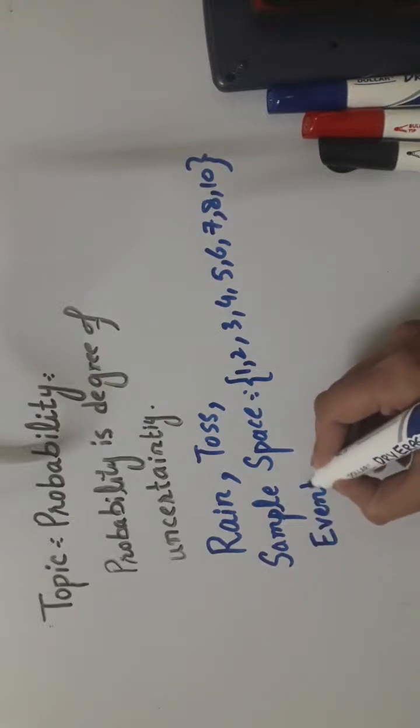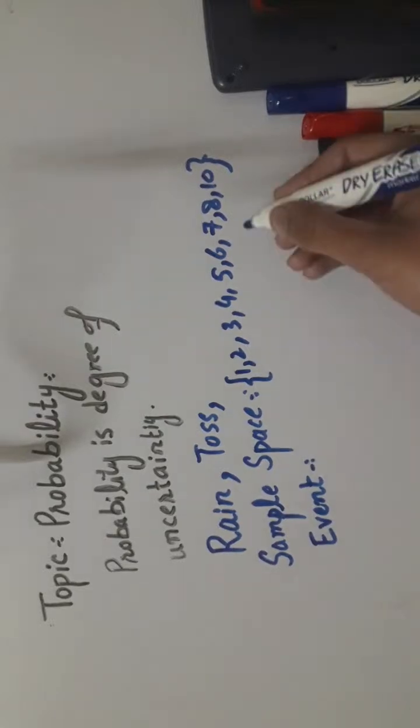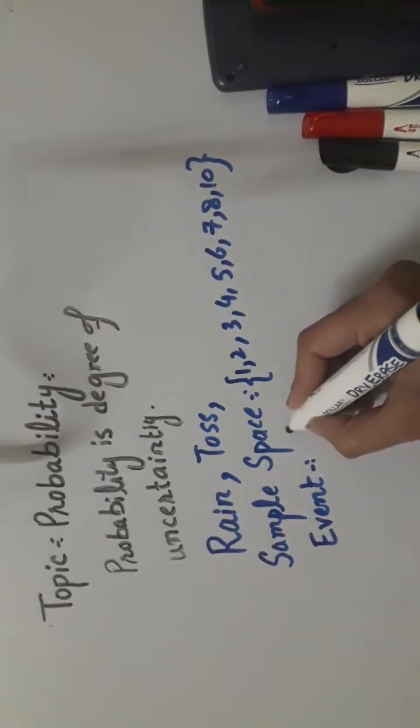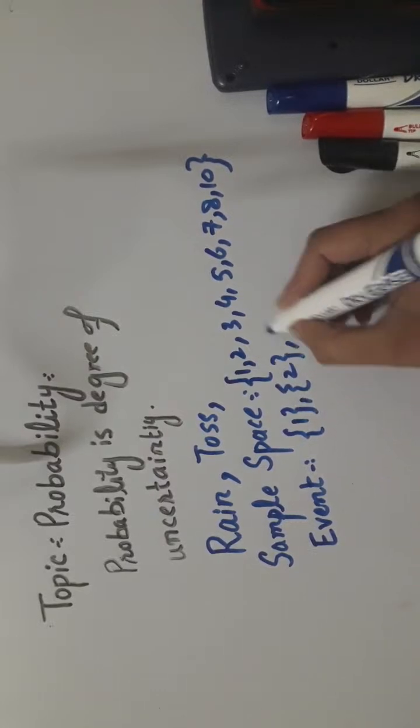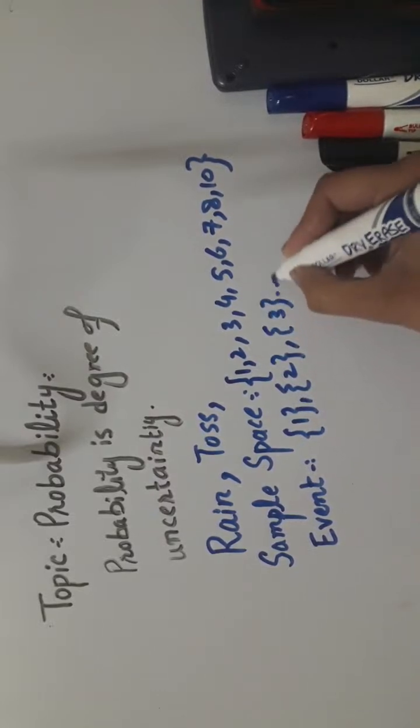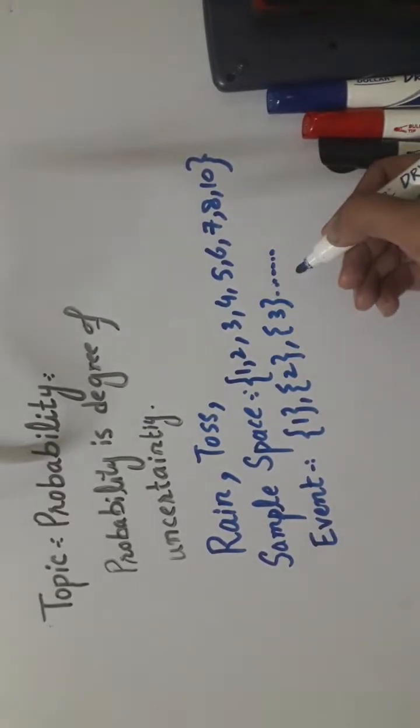Now after this we will study what is the event. What is event? Event is a part of this sample space. Any, like 1, 2, 3, 4. These are the subsets of the sample space. So this is called the event.